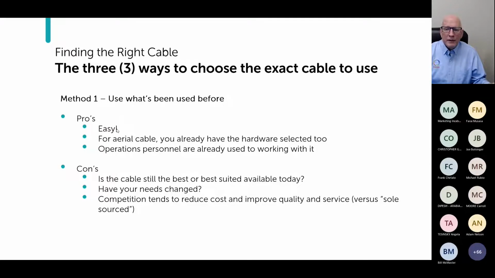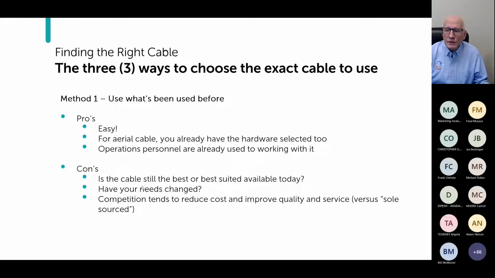Well, that's easy, right? You're not rocking the boat. If your company has already used something, everybody's used to it. If it's an aerial cable like an OPGW, you've also got the hardware selected too. And as I've talked about already, operations personnel are a factor, and they're already used to working with whatever you're using. So it's true, using what's been done before does have some advantages. It does have some cons though.